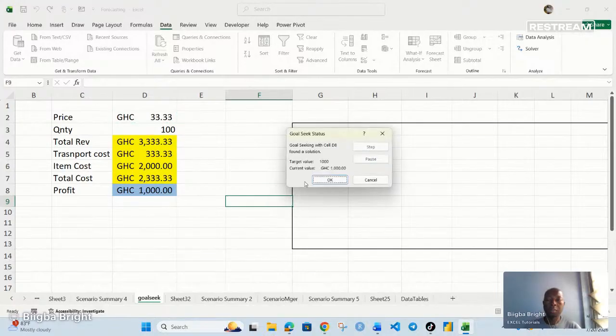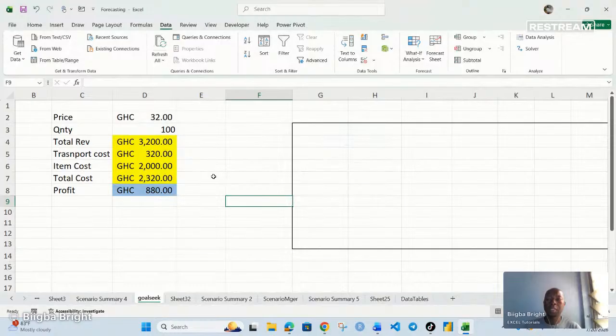Then I'll click on this, and you see that we need to sell at 33 Ghana cedis in order to make 1,000 Ghana cedis profit for the 100 quantity of items. So if we agree, you click OK. Otherwise, you click cancel.